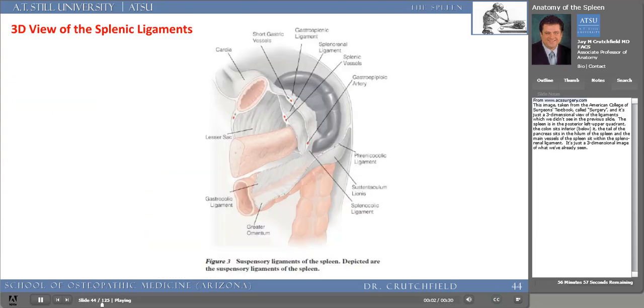This image was taken from the American College of Surgeons textbook called Surgery, and it's just a 3-dimensional view of the ligaments, which we didn't see in the previous slide. The spleen is in the posterior left upper quadrant, the colon sits below it, the tail of the pancreas sits in the hilum, and the main vessels of the spleen sit in the splenorenal ligament. It's just a 3-dimensional image of what we've already seen.